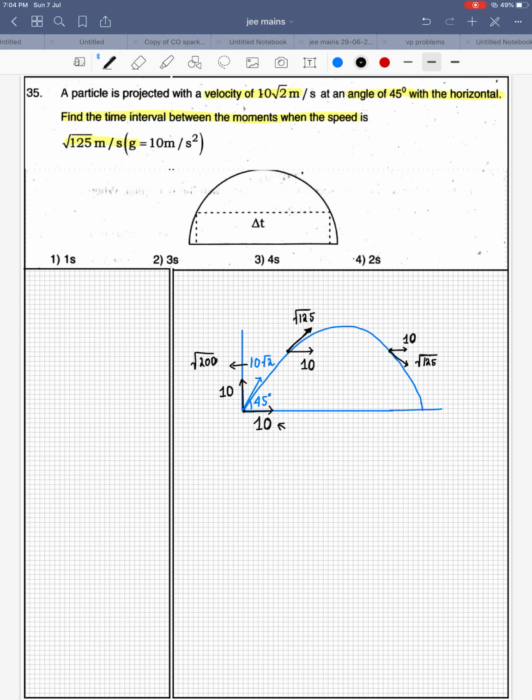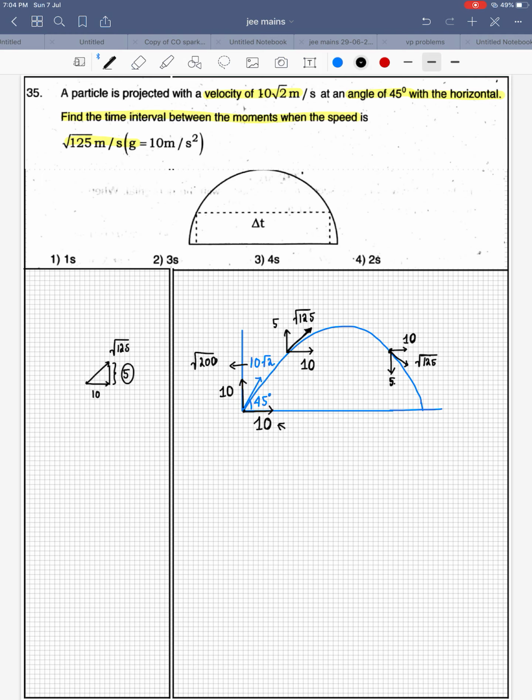So now you have your resultant as √125. You have one component as 10. What will be the other component? Yes, 10 squared plus x squared equals √125 whole squared. So in that way you get this as 5. So the vertical component here is 5.